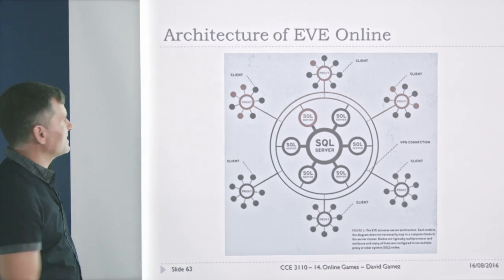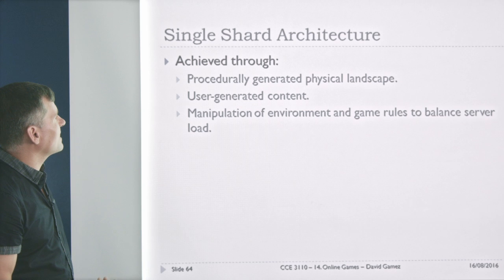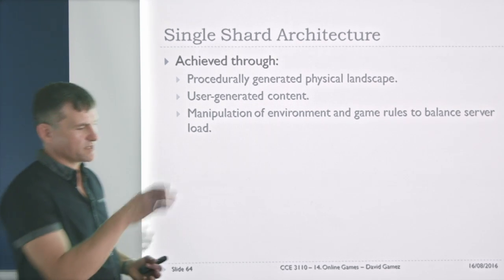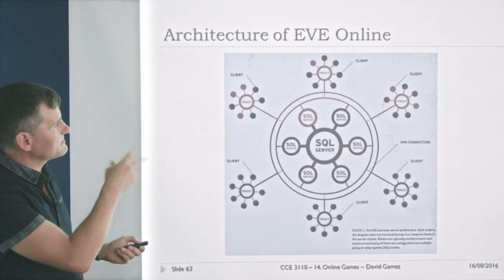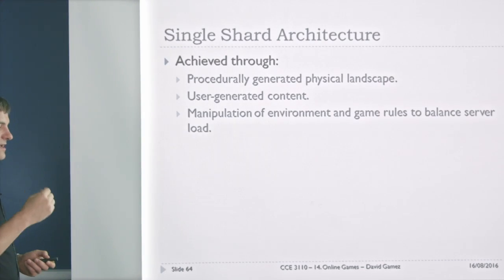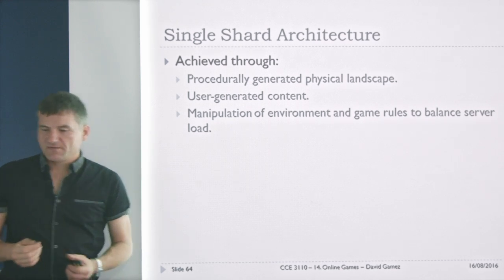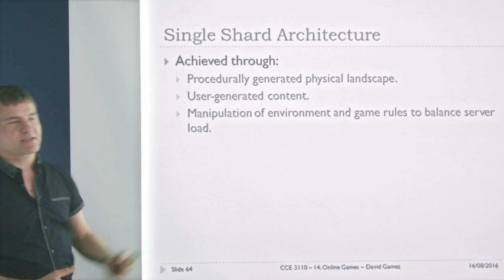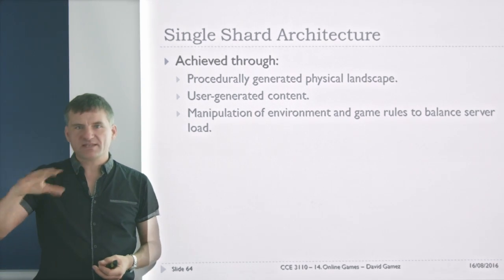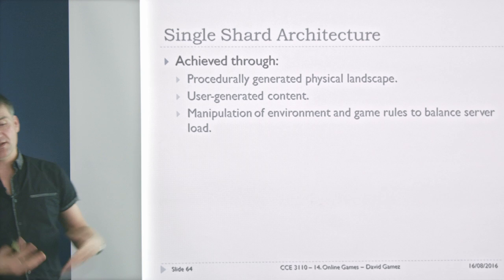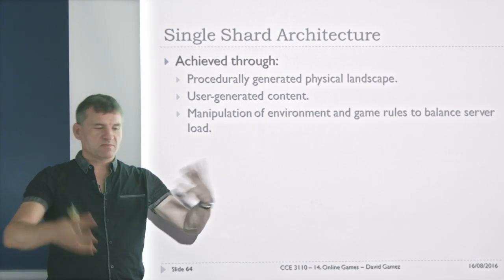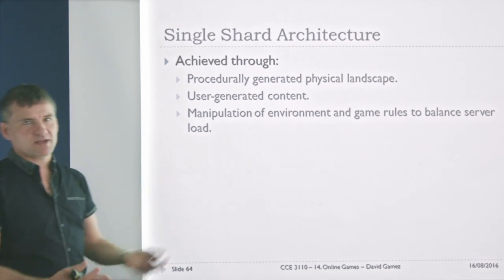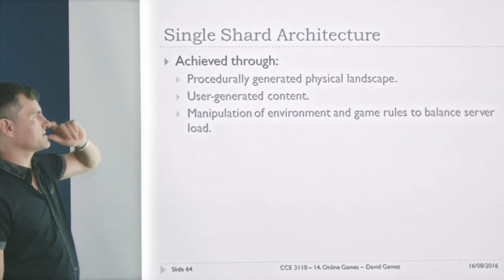So fairly big, lots of servers. But the servers are coordinated with each other, so you have this single shard architecture. They divide the environment across all these different servers, and they can manage this for a couple of reasons. Firstly, it's space. Planets, empty space, and all the rest of it are dead easy to generate algorithmically using computers. You can just generate different planetary systems, stars, space dust, all this kind of stuff, very easily by writing a bit of code. So you've got a procedurally generated physical landscape.